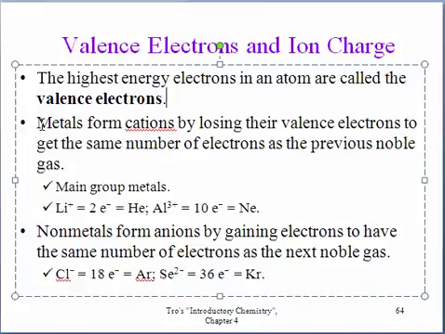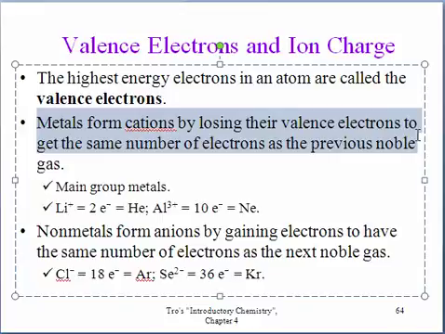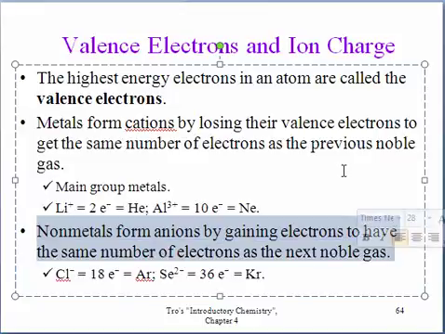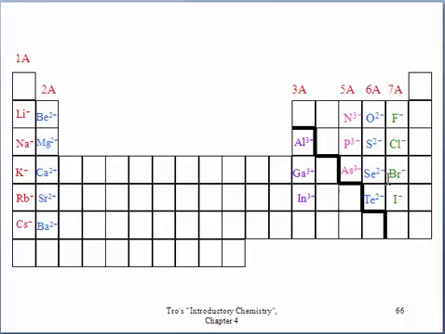Now, just as a recap, metals form cations by losing their valence electrons. And many of them, not all, but many of them do that so they can get the same number of electrons as the nearest noble gas. Nonmetals form anions by gaining electrons to have the same number of electrons as the next noble gas. And that's how we know the charge of our anions, by seeing how many columns away it is from our noble gas. 1, 2, 3.